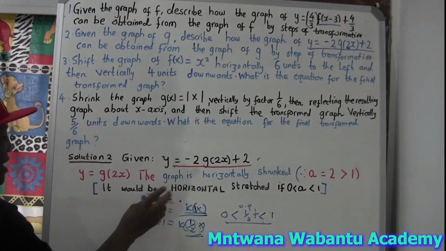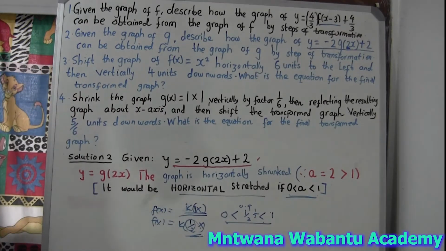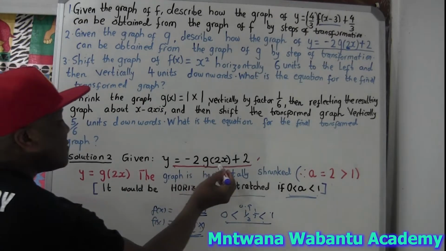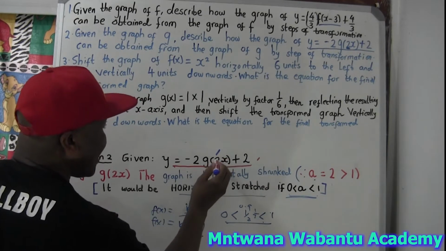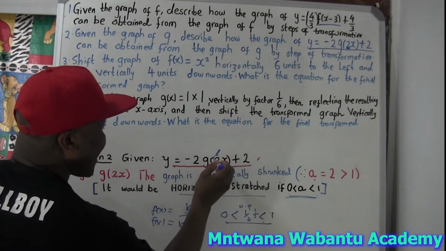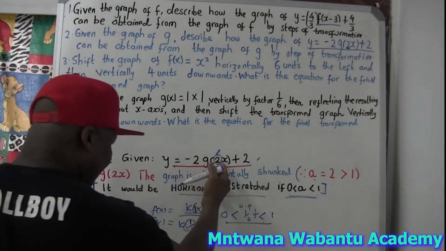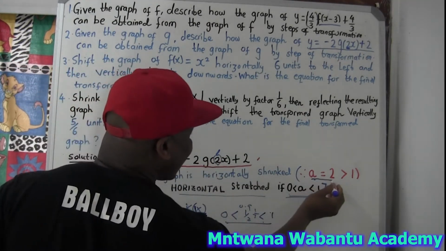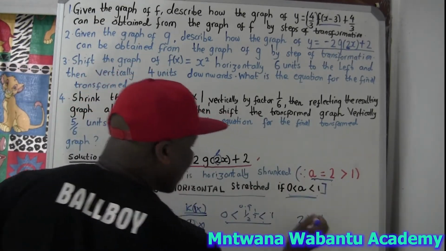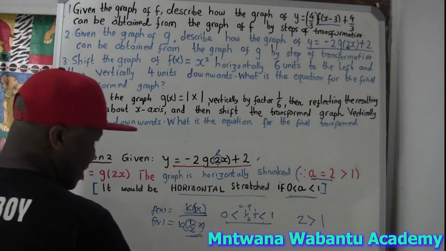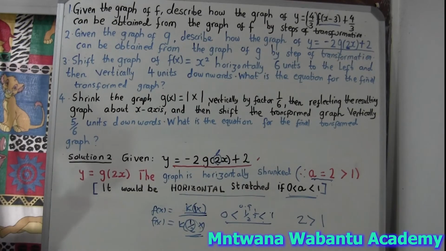That's what I say here: it would be a horizontal stretch if a is between 0 and 1. But this time, this number is more than 1. We're calling this number a, and it can be any number. Here our a is equal to 2, and 2 is greater than 1. So for that case, it's a horizontal shrunk.